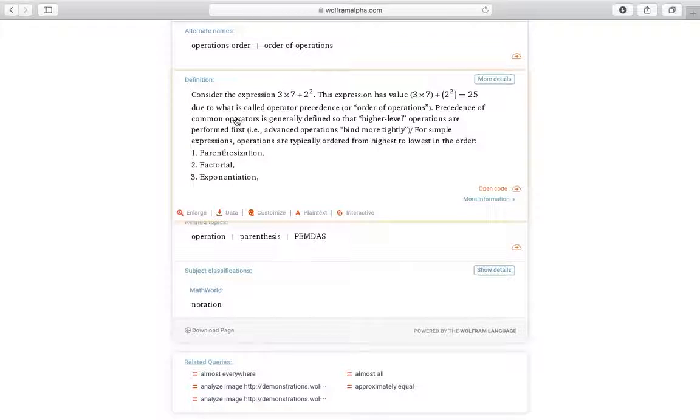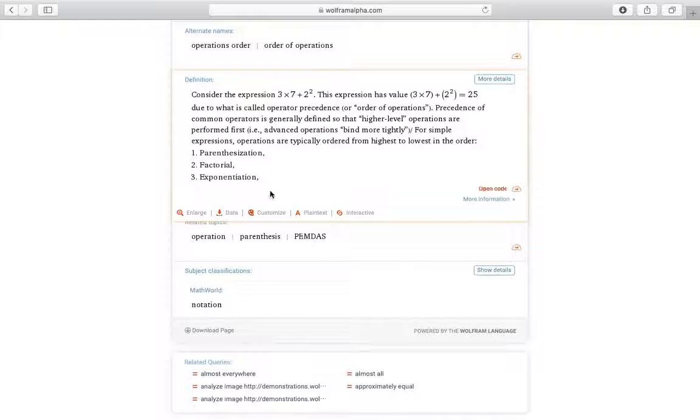Okay? Due to what is called operator precedence, or in parentheses, order of operations. Precedence of common operators is generally defined so that higher level operations, in quotes, are performed first, i.e., advanced operations, in parentheses, bind more tightly. For simple expressions, operations are typically ordered from the highest to the lowest. And they have this word here, it's kind of hard for me to say, parenthesization. And 2, they have factorial, and 3, exponentiation.